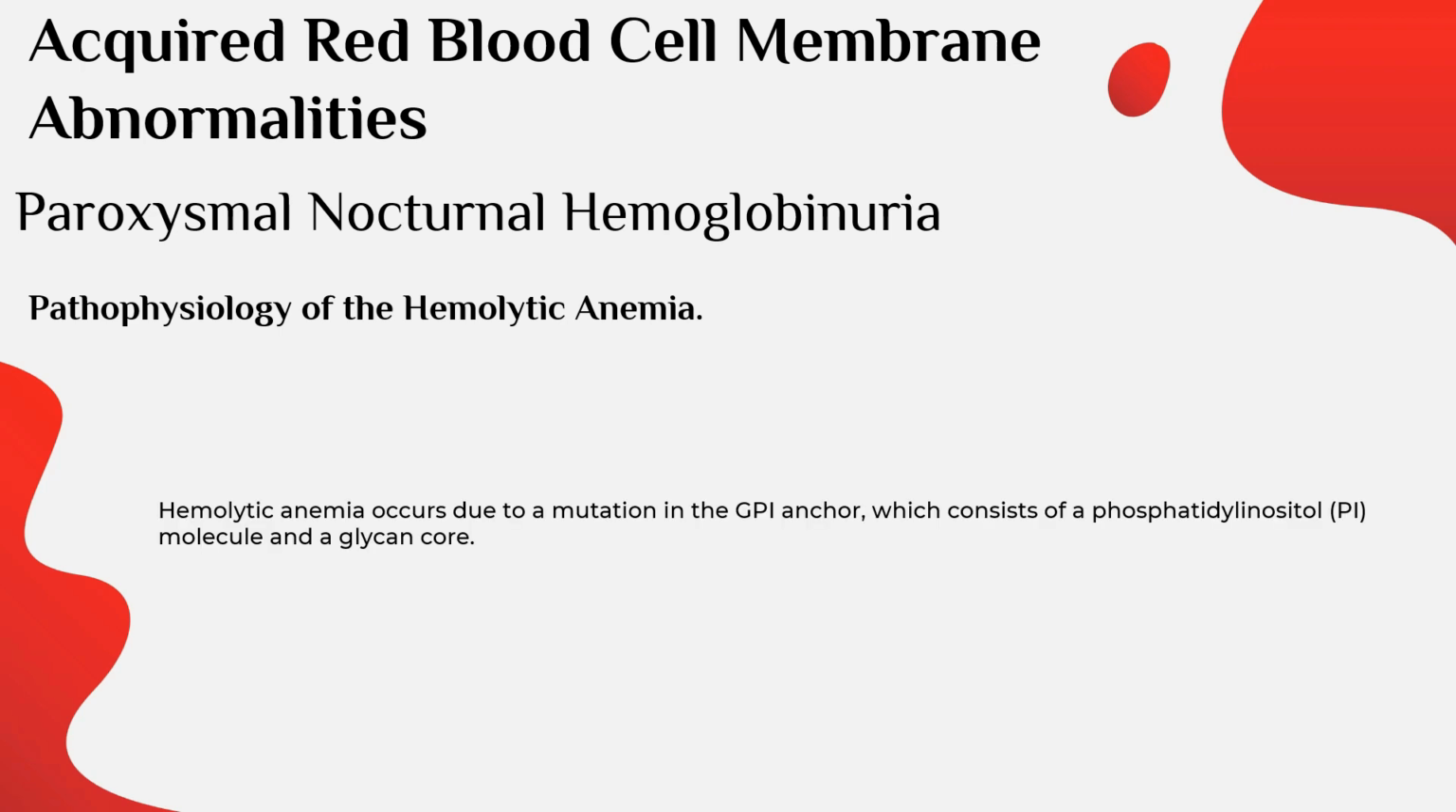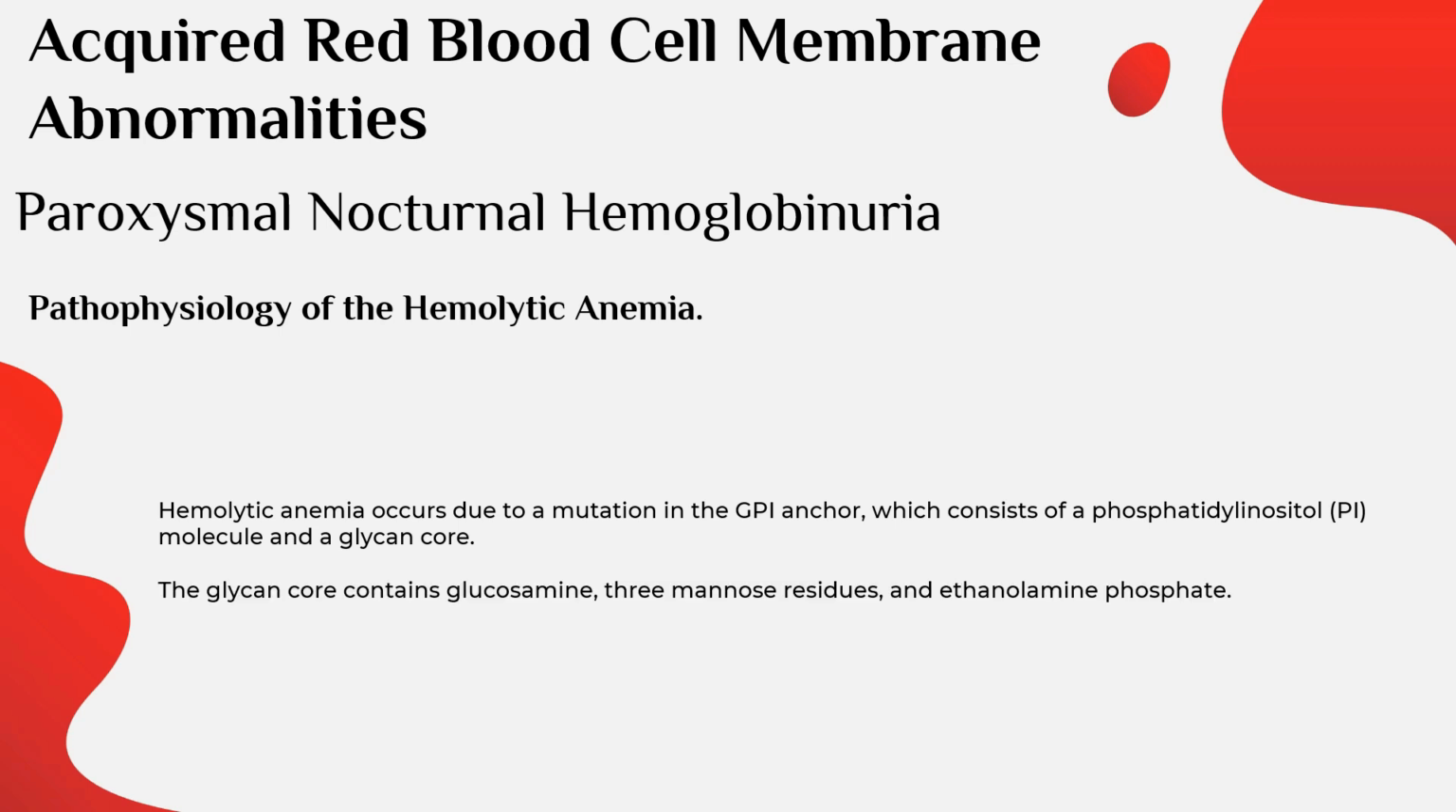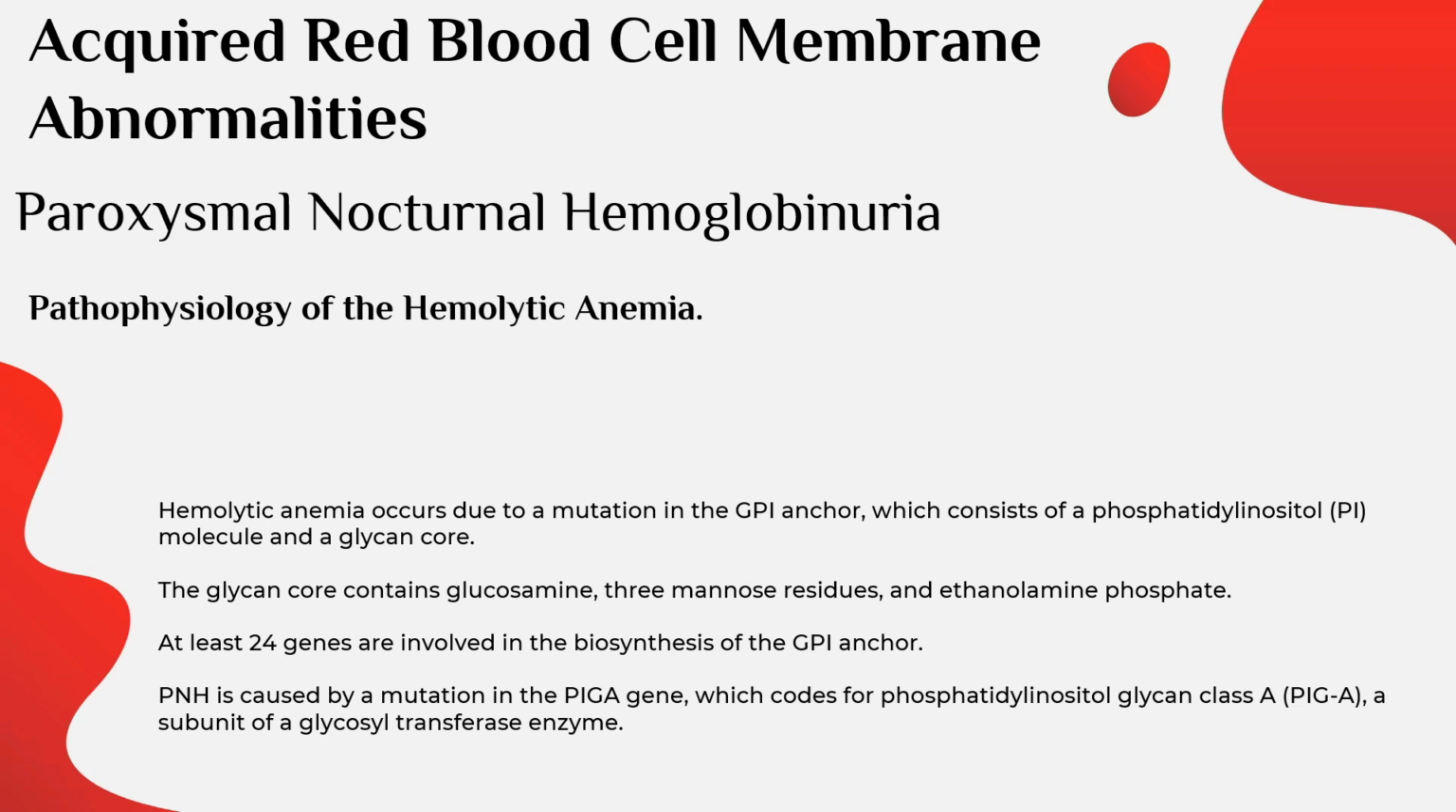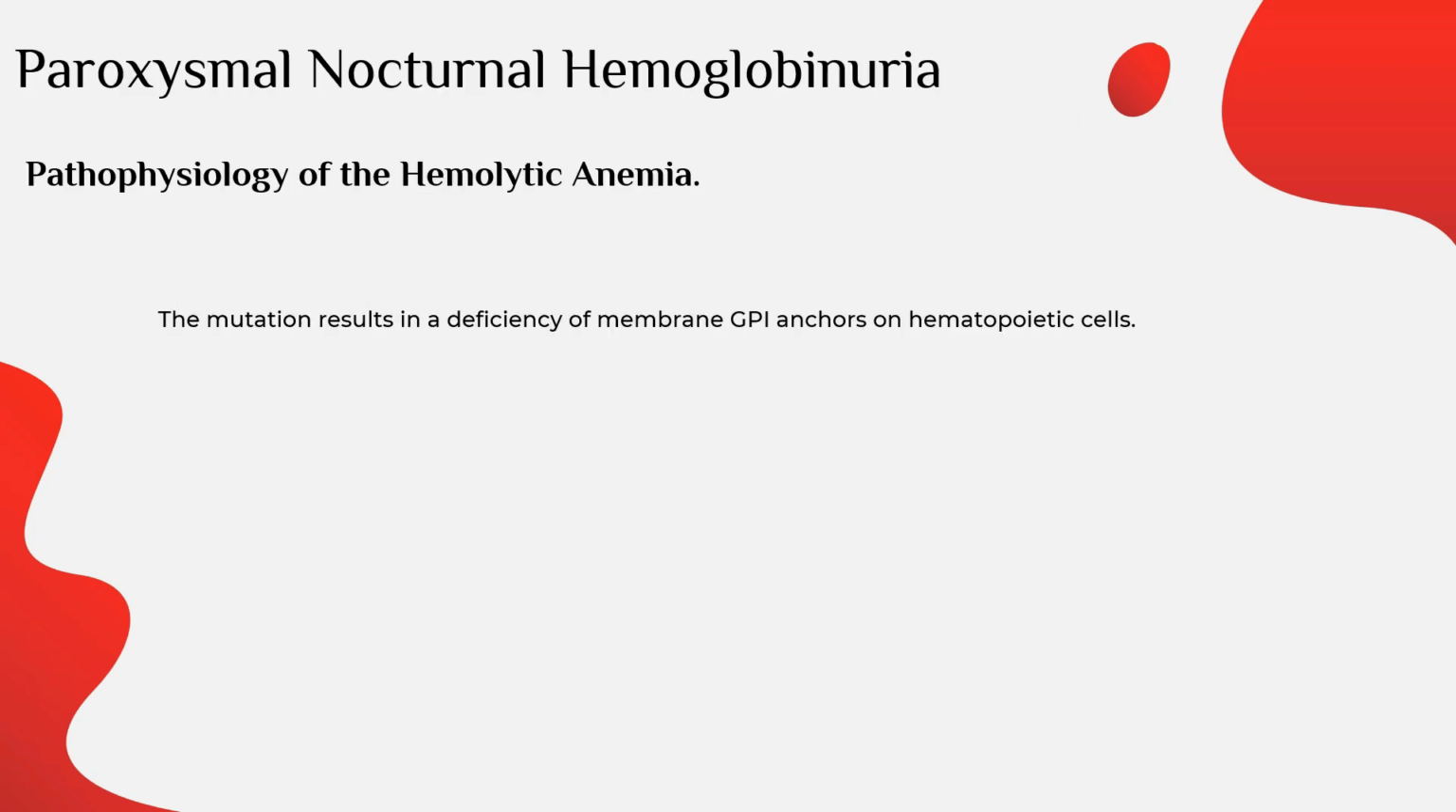Hemolytic anemia occurs due to a mutation in the GPI anchor, which consists of a phosphatidylinositol, PI, molecule and the glycan core. The glycan core contains glucosamine, 3-mannose residues, and ethanolamine phosphate. At least 24 genes are involved in the biosynthesis of the GPI anchor. PNH is caused by a mutation in the PIGA gene, which codes for phosphatidylinositol glycan class A, PIGA, a subunit of a glycosyltransferase enzyme. The mutation results in a deficiency of membrane GPI anchors on hematopoietic cells.